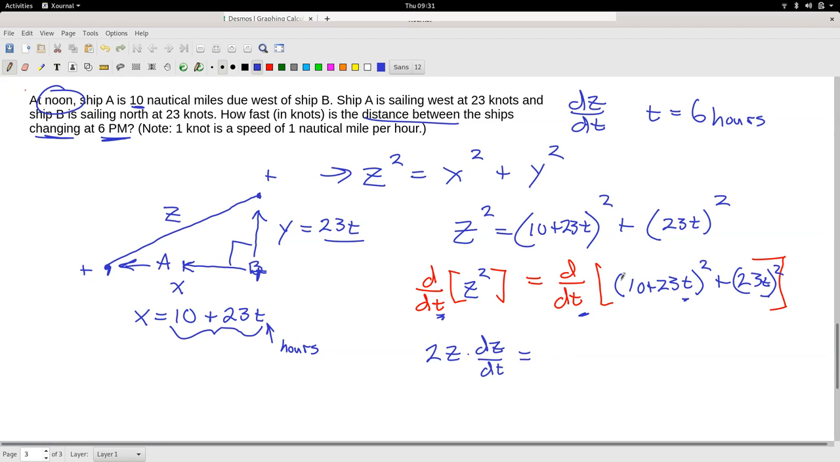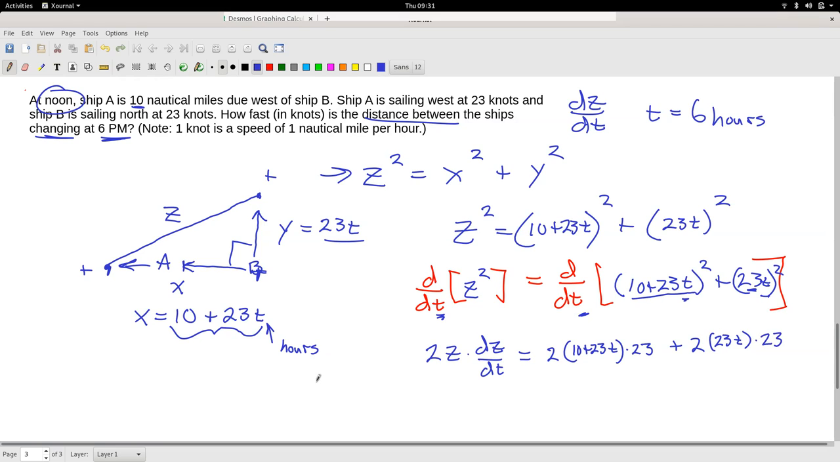So the derivative of a square, so I have the chain rule going on here, is 2 times whatever the base is, and the base happens to be 10 plus 23t, and then multiply by the derivative of the inside, and the derivative of a linear function is just its slope, 23. Plus, over here, the derivative of a square is 2 times the base. The base is 23t, and then the derivative of 23t is 23.